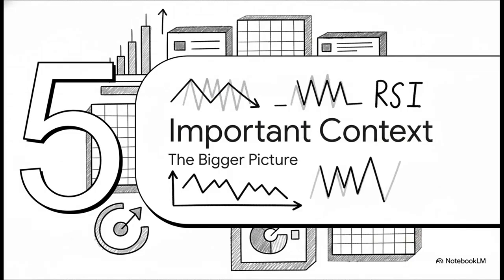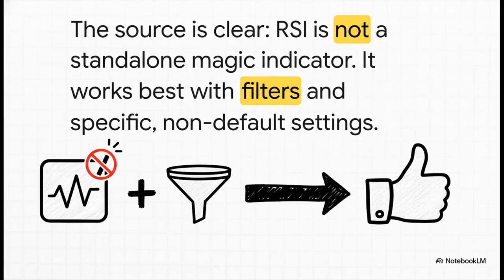Okay, but hold on. Before anyone rushes off to plug these rules into their trading platform, the source gives some incredibly important context. Because a single backtest on a single stock, that's not the whole story. And they repeat this point over and over again in their research. The RSI is not some magic bullet. It's not a standalone indicator. All its power comes from combining it with other filters, like that 200-day moving average we talked about, and using very specific settings that probably aren't the default in your charting software.